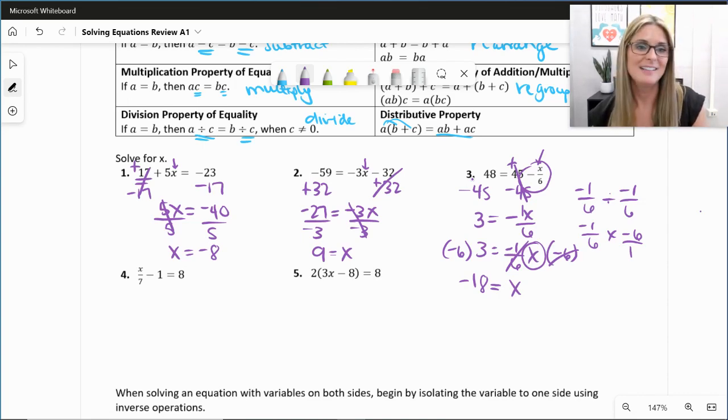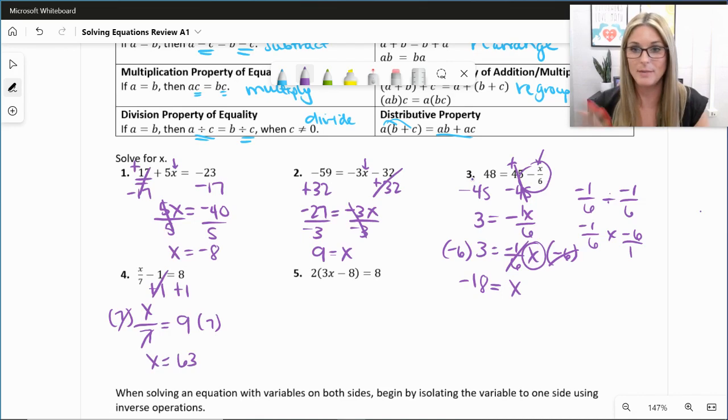Number 4, x divided by 7 minus 1 equals 8. Getting rid of that extra term, add 1 to both sides first. X divided by 7 equals 9. This one's pretty straightforward. X is being divided by 7, so let's multiply both sides by 7. 9 times 7 is 63. X equals 63. So you might have some big solutions, but if I plug that 63 back into the original problem, it makes sense. 63 divided by 7 is 9, minus 1 is 8. So it does make sense back in our original problem.